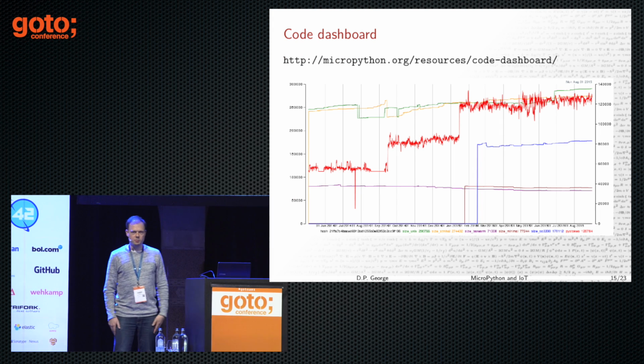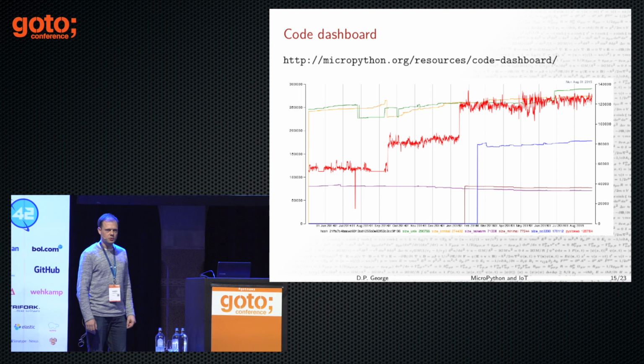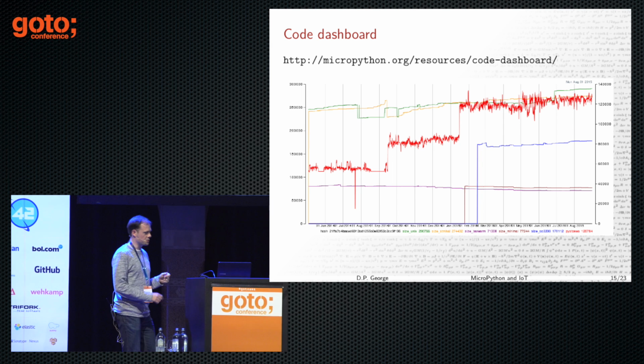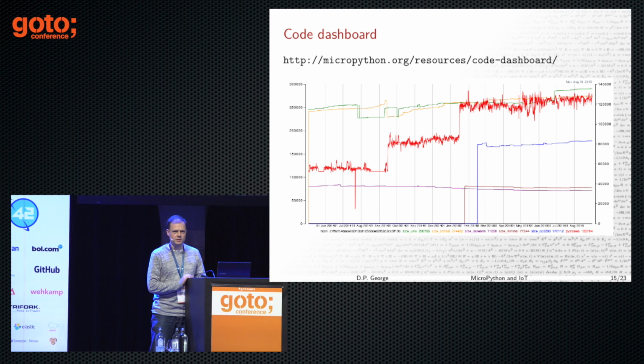There's just this little code dashboard that I set up to track the size of the code and the speed of the execution. So the red fuzzy line is actually the speed, the number of PyStones that MicroPython gets. This is just to make sure that we don't suddenly double the size of the binary or slow it down so much.